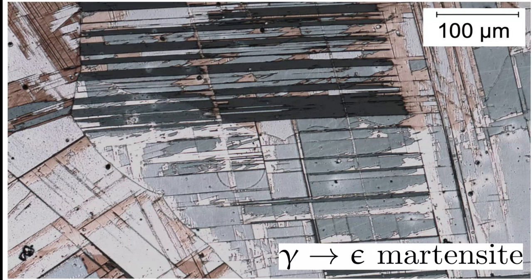austenite going to hexagonal martensite, what we call epsilon martensite. Okay, so face-centered cubic going to hexagonal close-packed martensite. The crystal structure has hexagonal symmetry. And it's very easy to understand how this transformation happens, because the face-centered cubic and the hexagonal close-packed lattices are very closely related, unlike the face-centered cubic to body-centered cubic lattices.